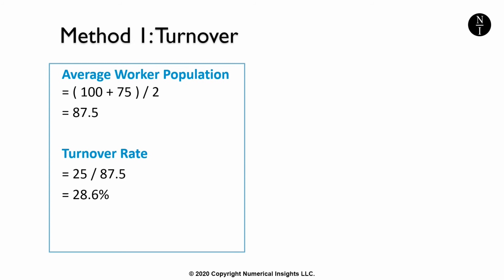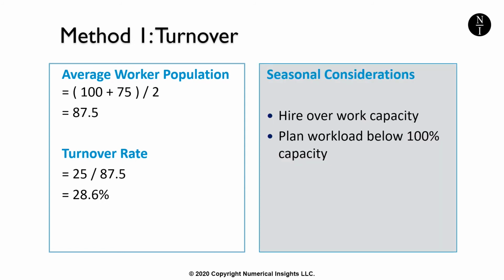Understanding the turnover patterns in a seasonal situation gives the landscaping company insights for better decisions. The owner may choose to hire over his work capacity by a few percent, knowing that he will have future attrition. Or, the owner may choose to take bookings at 95% of his labor capacity, knowing the approximate number of employees that may leave.